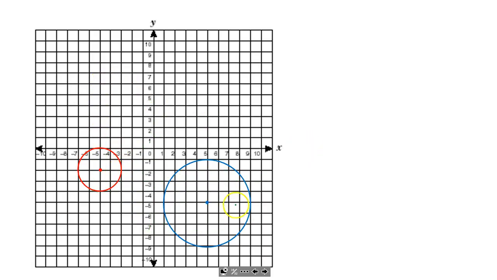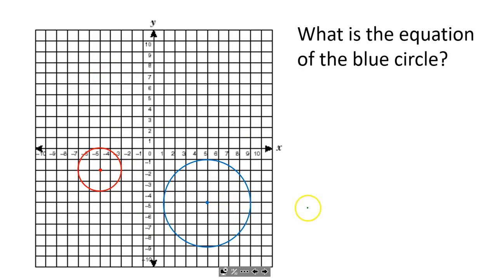This one right here, we have two circles. It says, what is the equation of the blue circle? Well, the center for the blue one is 5, negative 5. And our radius is 1, 2, 3, 4, so the radius is equal to 4. So this equation is x minus 5 squared plus y. Now I'm subtracting a negative here, so that's going to be plus 5 squared. And this is equal to r squared, which would be 4 squared.